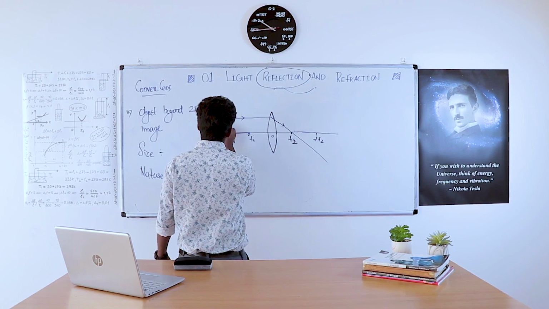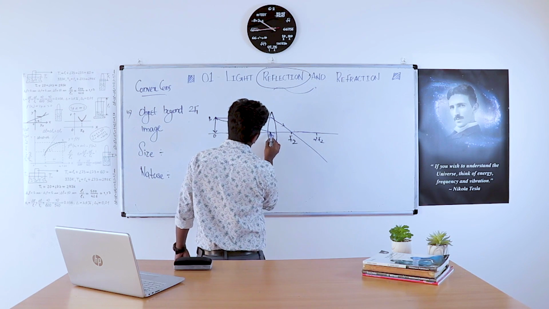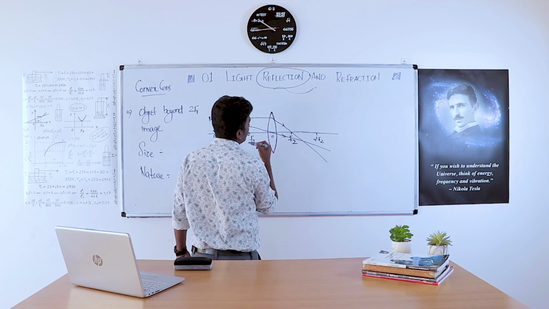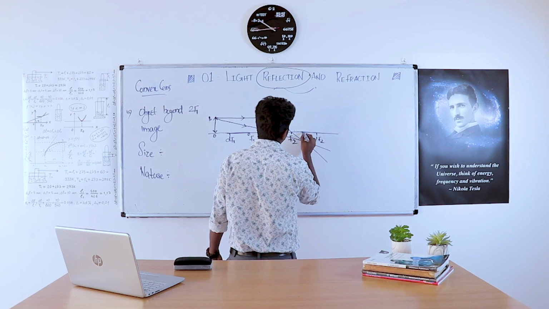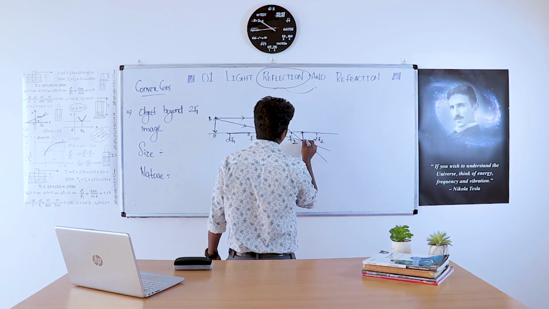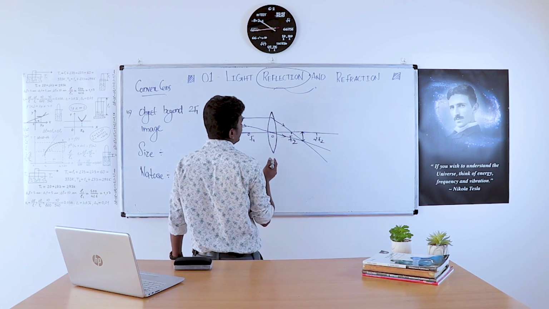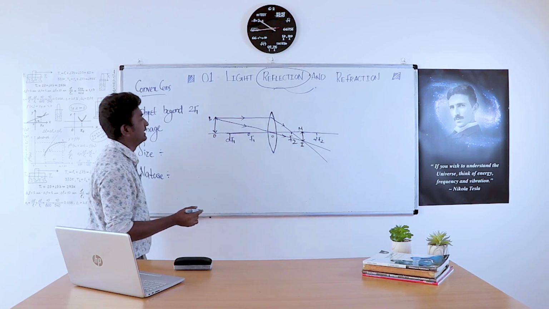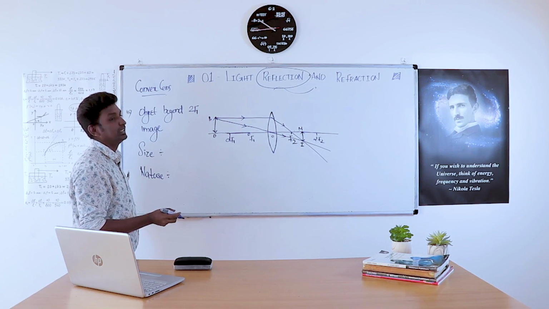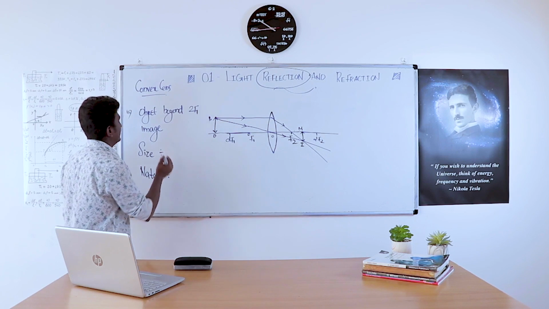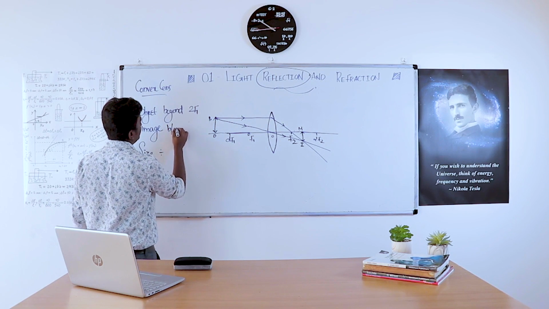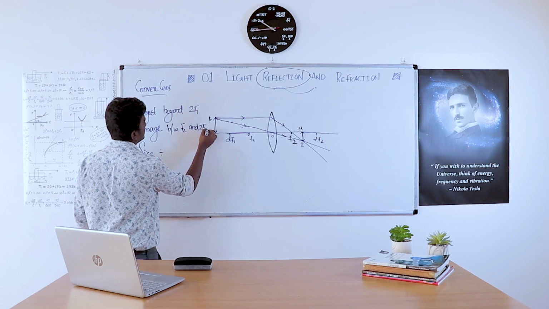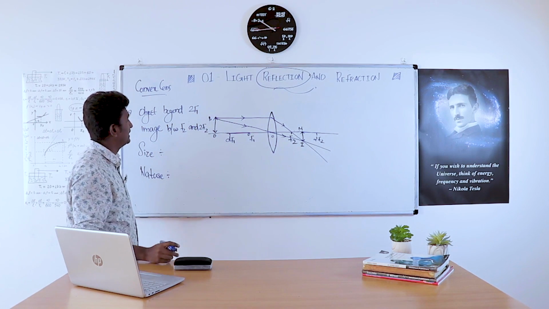Next, a ray of light passing through the optic center passes through it without any deviation. So where these two rays meet together, they meet between f2 and 2f2. So we can say that the image is between f2 and 2f2.